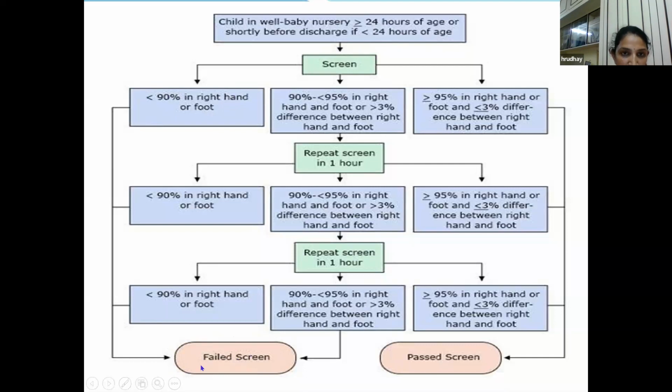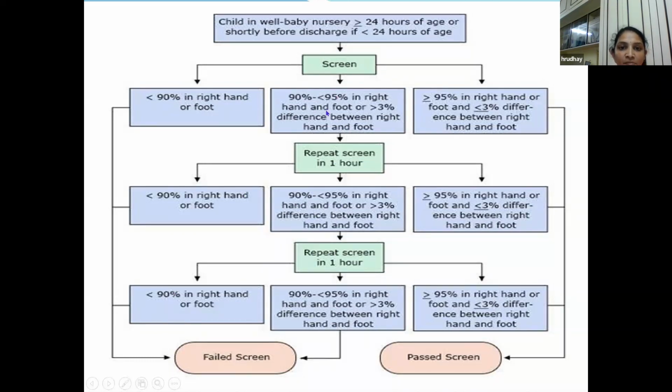Send for echocardiography. If the saturation is between 90 to 95% in the right hand and foot, or there is more than 3% difference between the right hand and the foot, repeat after 1 hour. If it is less than 90% in any limb, at any time, directly go for a failed screen and get an urgent echocardiography.